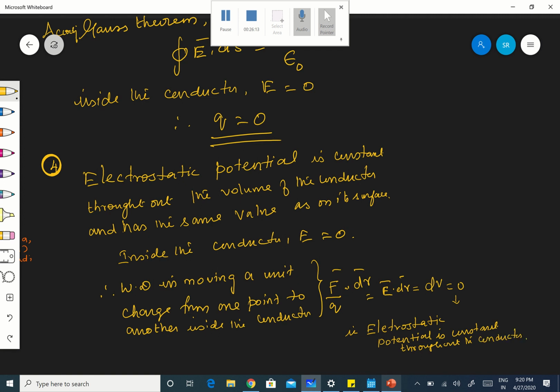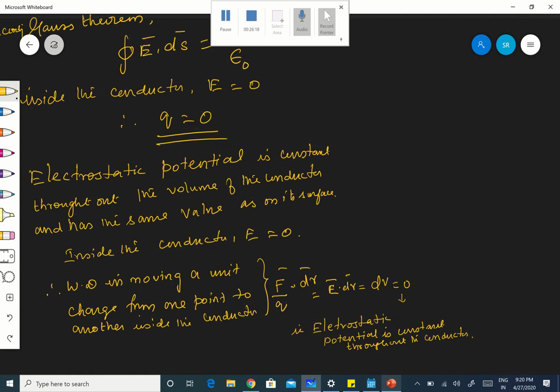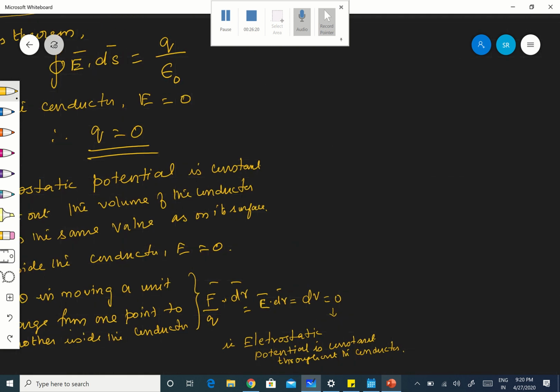Throughout the volume of the conductor. Are you following? Right. So this is the fourth result. Next one, what is the fifth one?